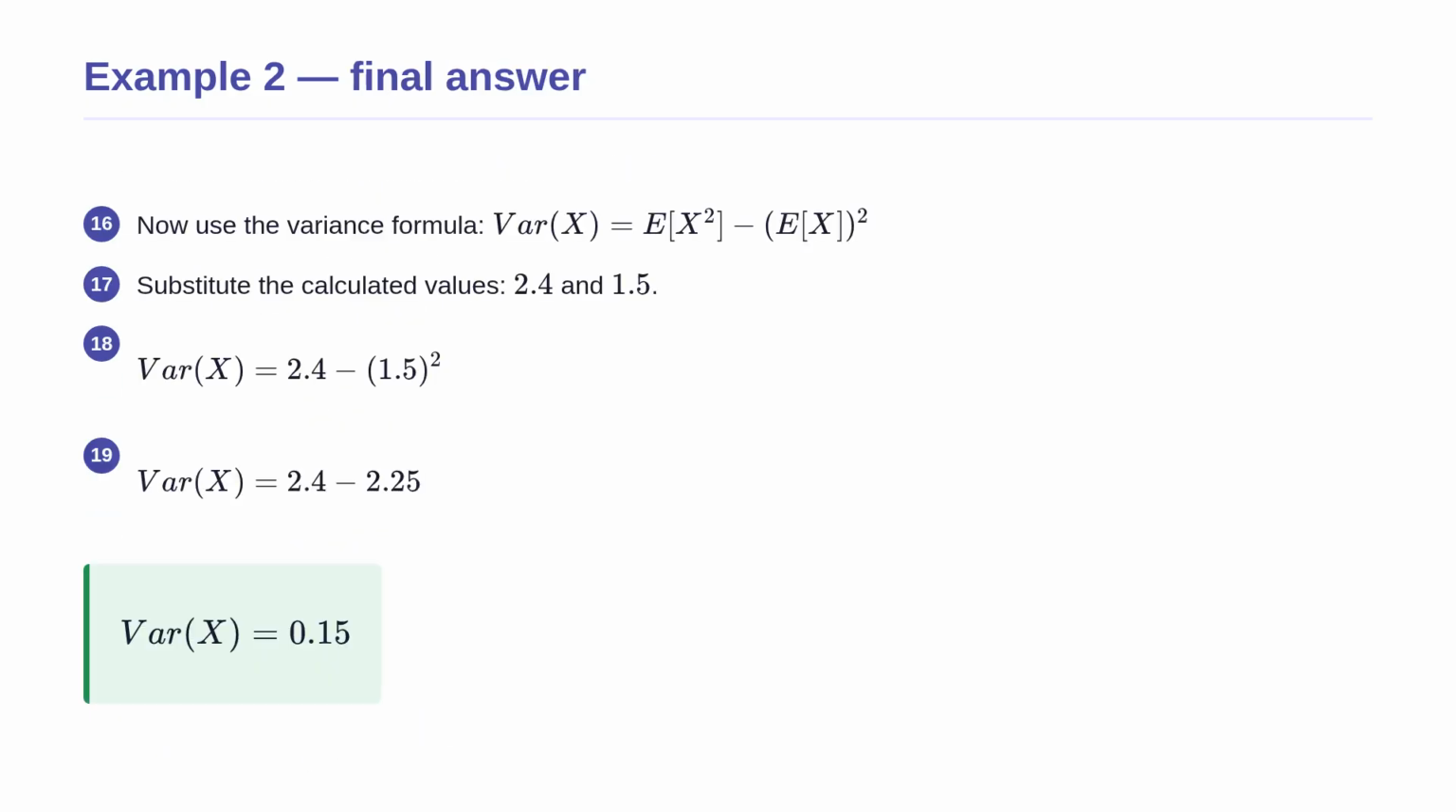Now we have both pieces needed for the variance formula. We take the expected value of the square, which is 2.4, and subtract the square of the mean, which is 1.5 squared. Squaring 1.5 gives us 2.25. Subtracting this from 2.4 gives our final variance of 0.15. This relatively small number indicates that the values of this random variable tend to cluster fairly closely around the mean of 1.5, rather than being wildly spread out across the entire 0 to 2 range.